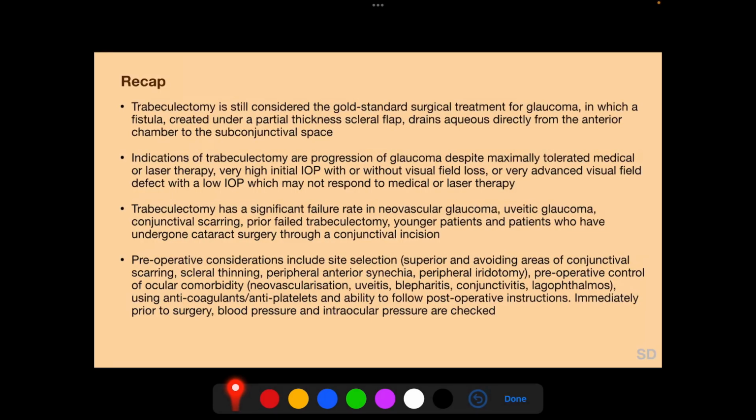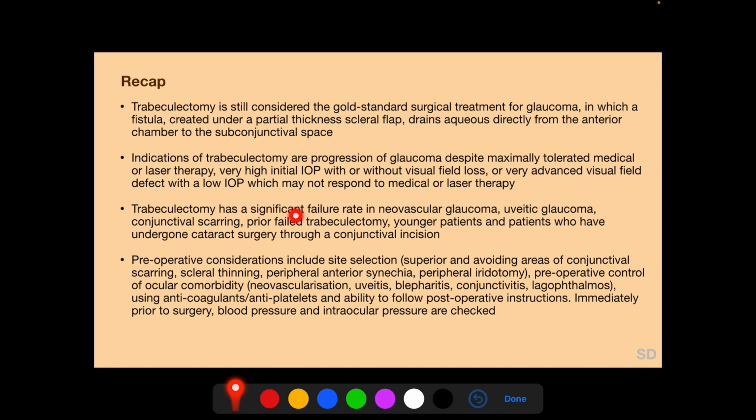To recap the salient points, trabeculectomy is still considered the gold standard surgical treatment for glaucoma, in which a fistula created under a partial thickness scleral flap drains aqueous humor directly from the anterior chamber to the subconjunctival space. Indications of trabeculectomy are progression of glaucoma despite maximally tolerated medical or laser therapy, very high initial intraocular pressure with or without visual field loss, or very advanced visual field defect with a low IOP which may not respond further to medical or laser therapy.